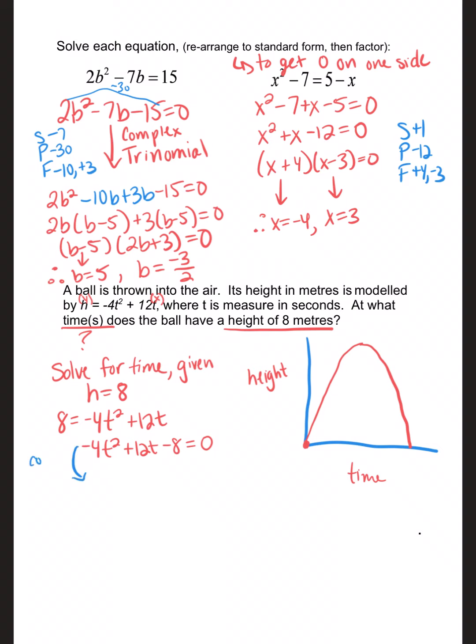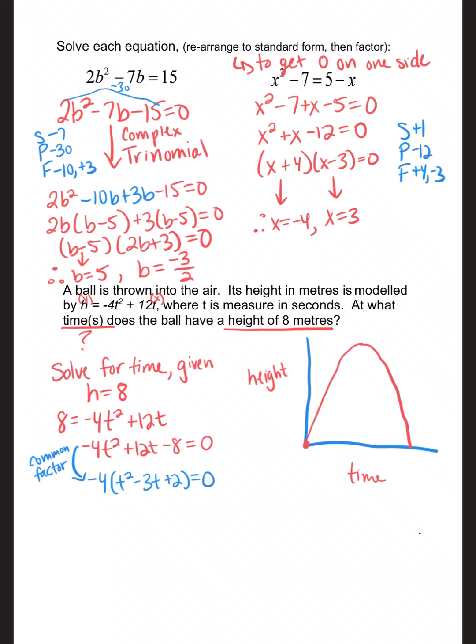We need to take a look at how we're going to factor it so we can find our solutions. So we should always look for a common factor first. And in this case, we can common factor, and we're going to pull out a -4. So if I pull out a -4, I'm going to be left with t squared minus 3t plus, not 3t squared, minus 3t plus 2. Okay, and then from there, we will continue to try to factor.